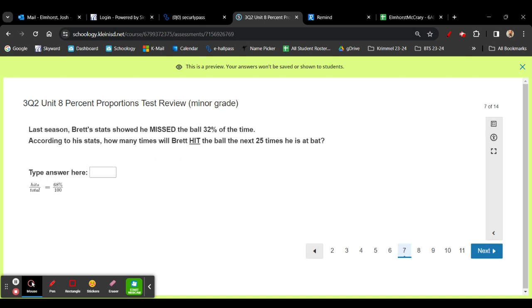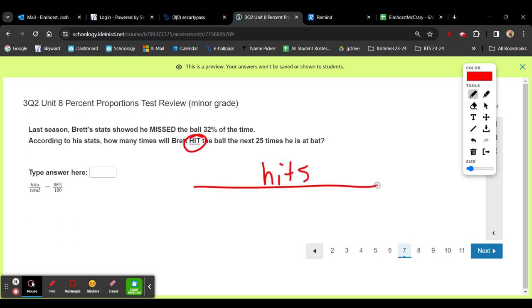Now, number 7. Number 7 is talking about hitting the ball, hits, and then how many times he's at bat. So that's a baseball term. You could do at bat or just total. 25 times he's at bat.